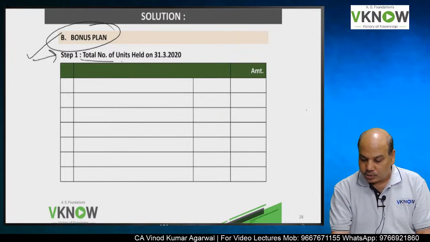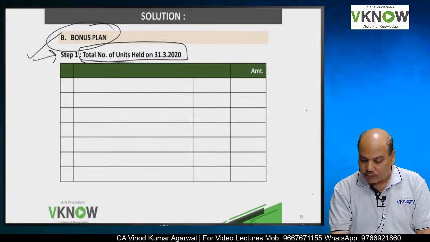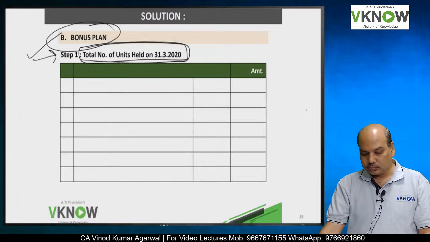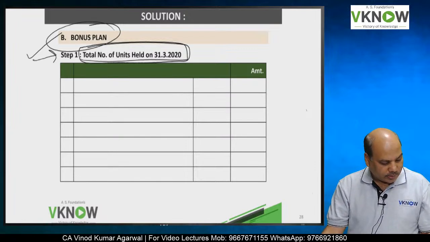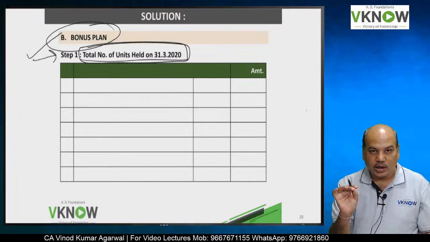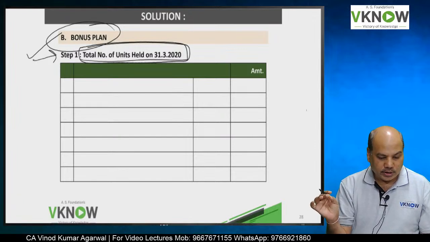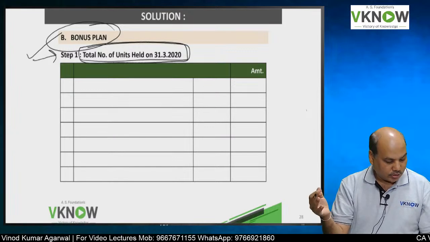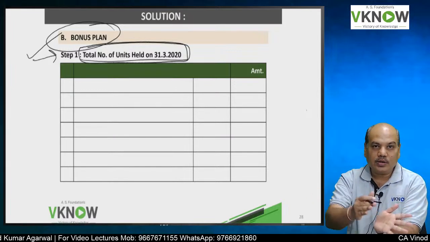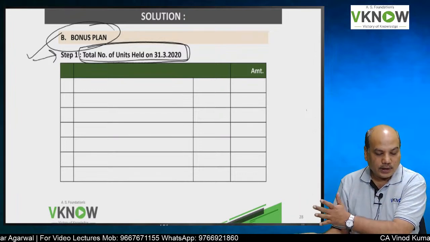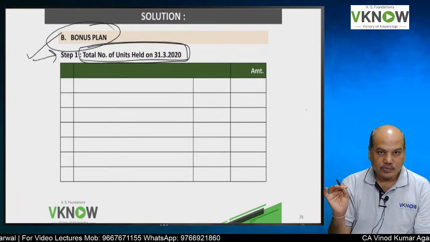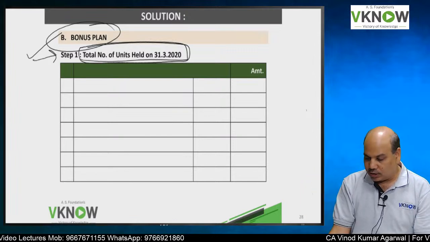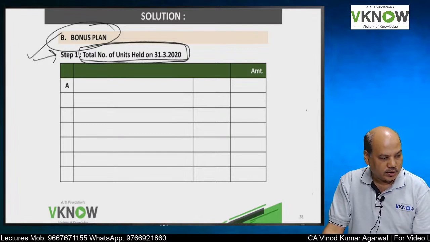Here we have to compute the total number of units held on 31st March 2020. You are given the initial investment in the problem. You are given average annual yield 6.4%. Multiplied by 5, you will get around 32%. So you will get the closing investment value. Divide by closing NAV will give you closing units on 31st March 2020, and then we'll do reverse working. This part is easy.